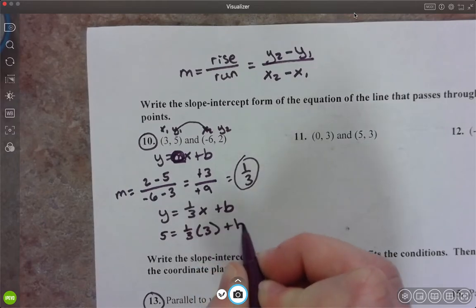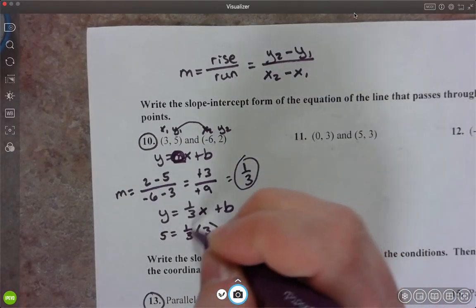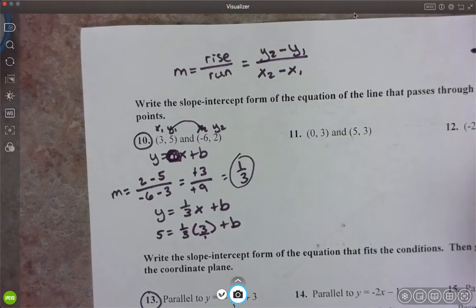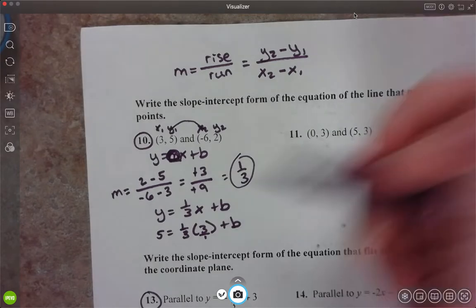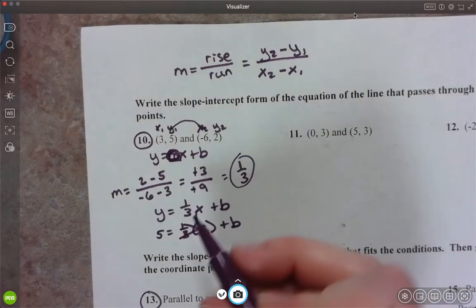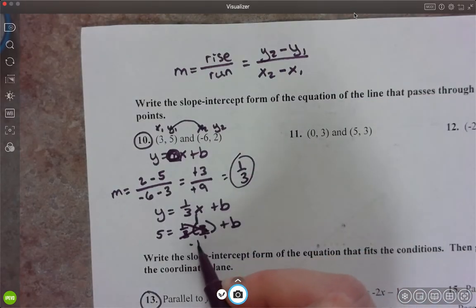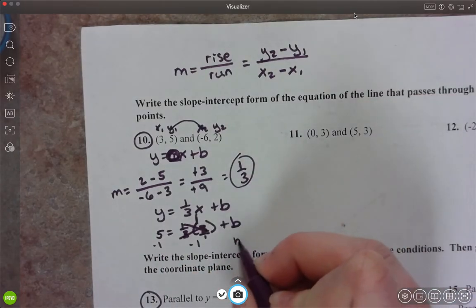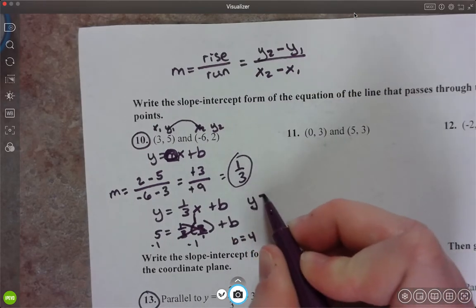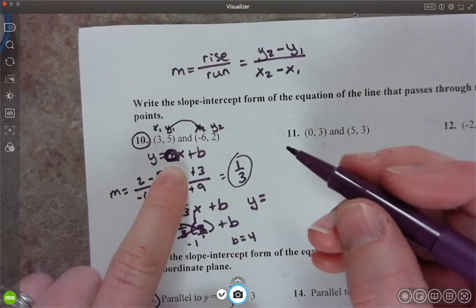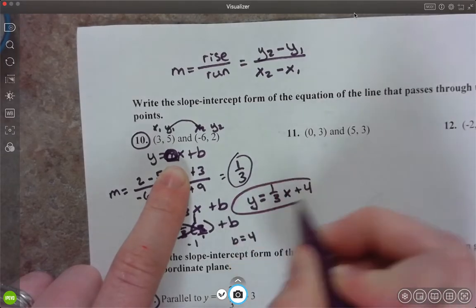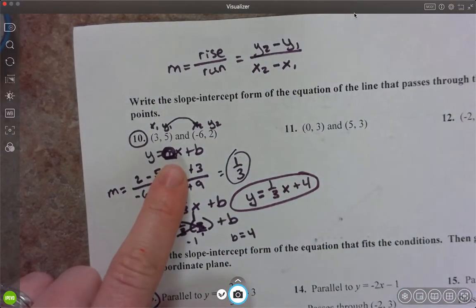Okay, all right, so try to get used to your fractions here. 1/3 of 3, or if you want to think about it as a fraction, it's 1/3 times 3 over 1. 1/3 of 3 is just going to cross out and be 1. 1/3 of 3 is 1. Okay, then to get b by itself, I have to subtract that 1 to the other side. So b in this case is going to be 4. Okay, last thing I do is write it all together. So y equals, my m was 1/3, x plus 4 is my b, and there is my linear function that goes through those 2 points.